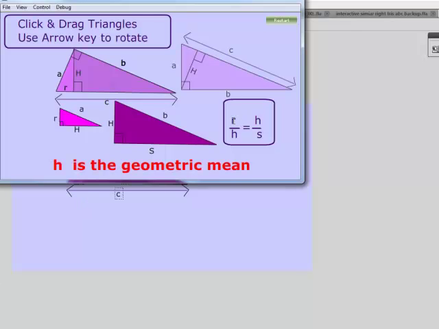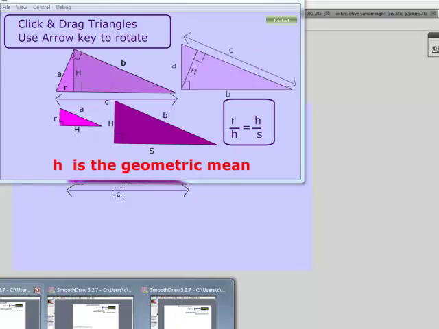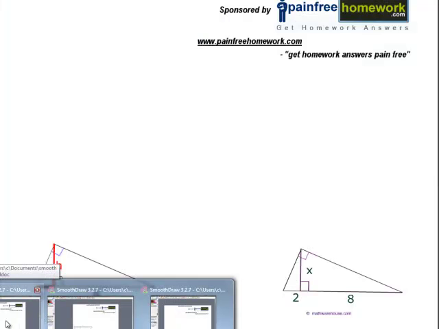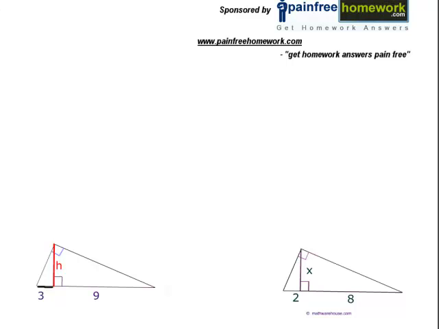We saw that r over h equals h over s. So little side to altitude equals altitude to the other side. In fact, that's one of the core formulas I would recommend you just memorize or get really comfortable with. SAAS, side over altitude equals altitude over side.